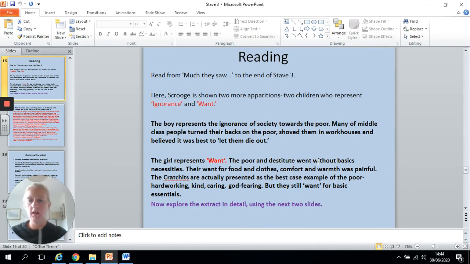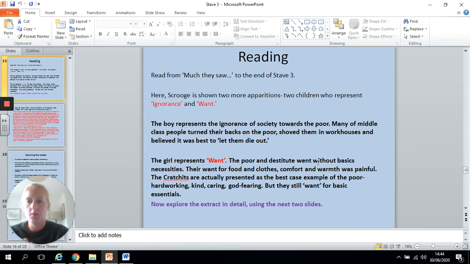Good morning, Year 10. Today you need to finish reading Stave 3. So if you've got this copy, which is the copy that I've got, it's page 72. But you're looking for the line, "much they saw and far they went," as it says on the screen here. So once you've read through that, we're going to focus on the representation of the two children in this lesson.